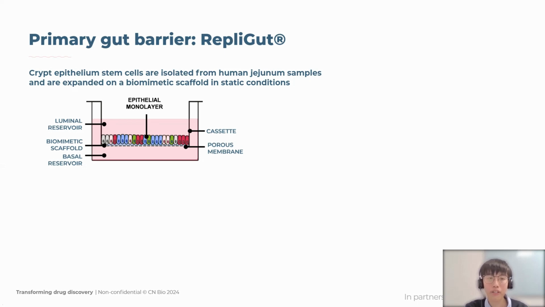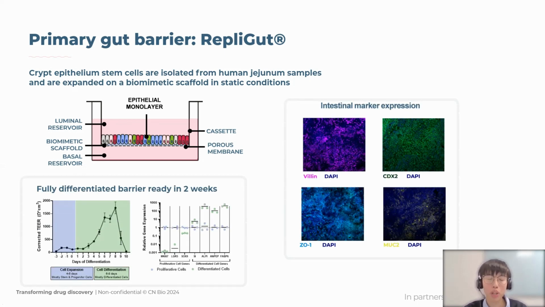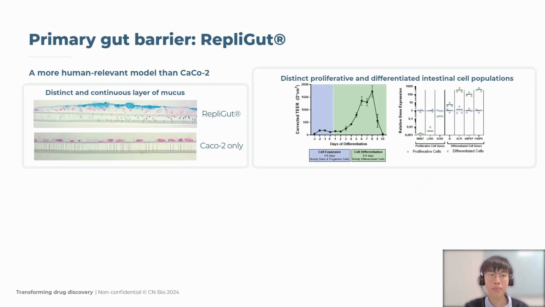The culture then goes through two major phases, which are the expansion and differentiation phases. Each is characterized by a specific pattern of gene expression. So a fully differentiated barrier should be ready in around 2 weeks' time, and they have been shown to express key intestinal markers. We have also characterized the primary gut model, and they demonstrate three key features that show they could offer a more human relevant option than the standard Caco-2 model.